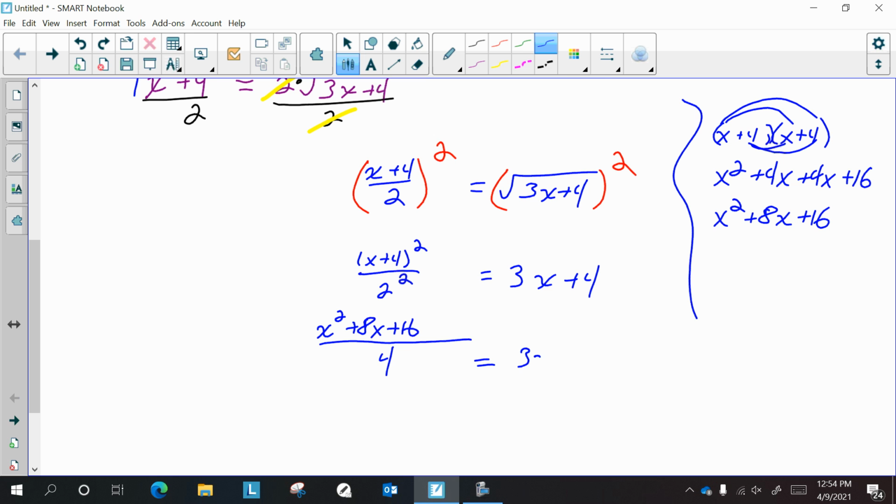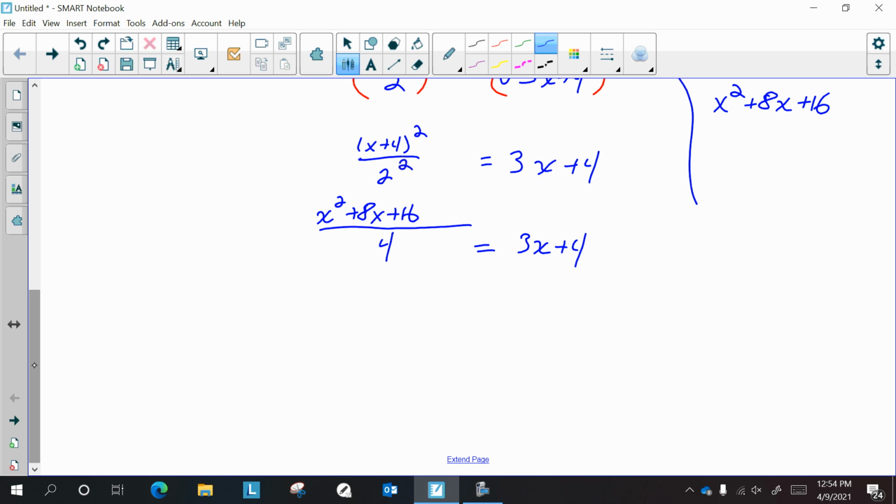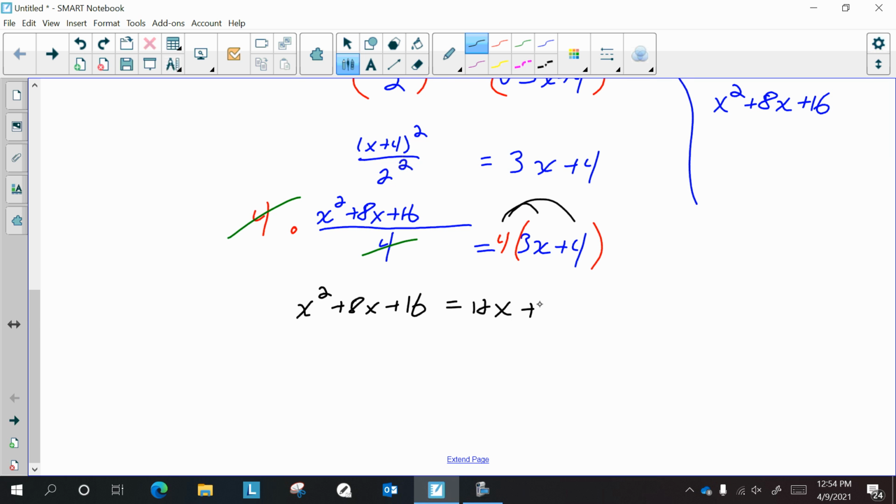On the other side, we have our 3x plus 4. So we have gotten rid of the square root on the right side. We fold out the numerator on the left side. Since we have a fraction, we can get rid of that 4 because the opposite of dividing by 4 is to multiply by 4. So we can multiply both sides by 4 in order to cancel those. So that leaves us x squared plus 8x plus 16. And if we distribute the right side, we're going to get 12x plus 16.